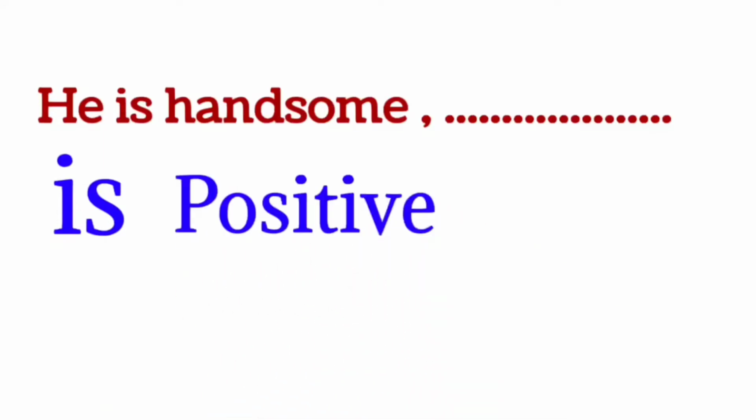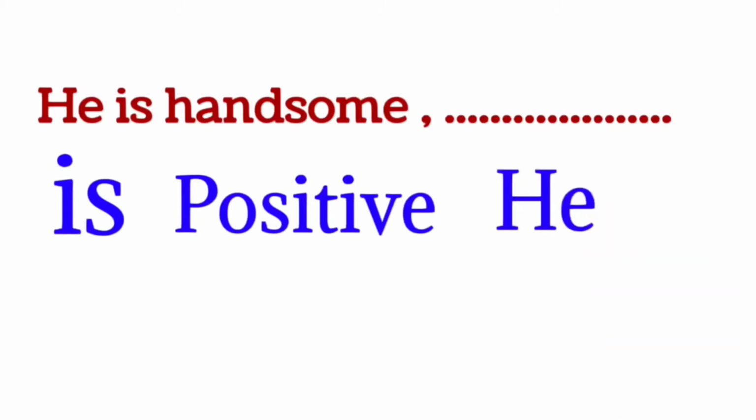He is handsome. Here, what is the auxiliary verb used? Yeah, of course, is is the auxiliary verb as well as the main verb. Then, is the sentence positive or negative? Obviously, he is handsome, so it is a positive sentence. Third one is identify the subject. Of course, the subject is he.